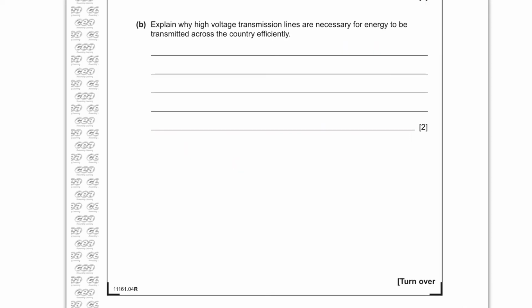Part B. Explain why high voltage transmission lines are necessary for energy to be transmitted across the country efficiently. So this is all to do with power. So the power you would waste when you send energy to a town, some of that energy will be wasted as heat in the transmission lines, and that's going to be proportional to I squared, because the current in the transmission lines is where the energy is being dissipated.